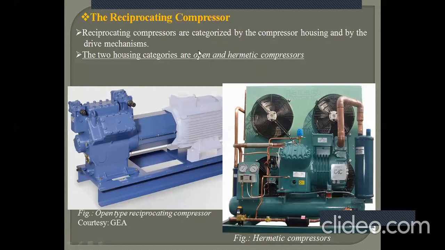And in the compressor housing category, there are two types: one is open, and second one is hermetic compressor. On the left hand side you can observe the open type reciprocating compressor, and on the right hand side the hermetic compressor is shown. Clear? So the open type compressor is like an air compressor, very simple construction. Clear? And then the hermetic compressor.